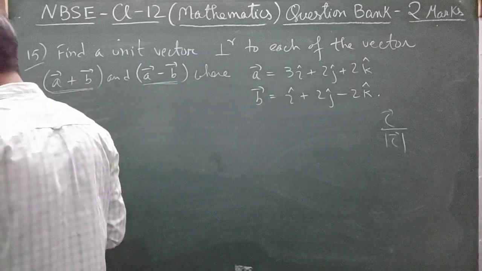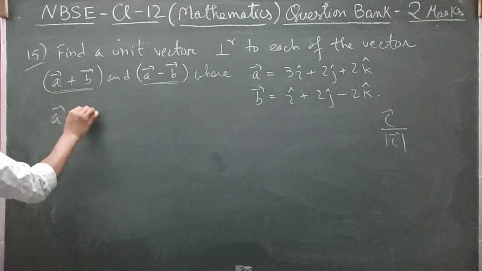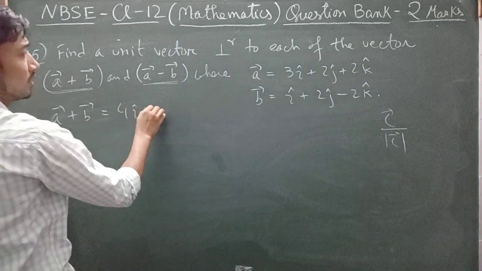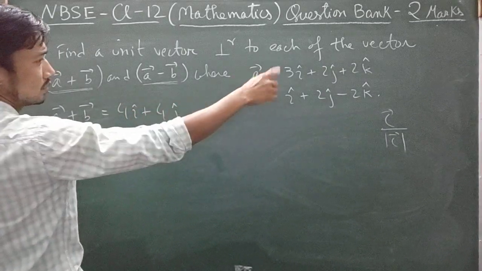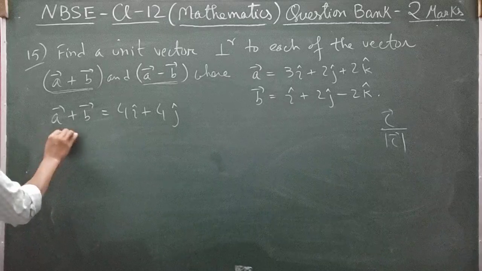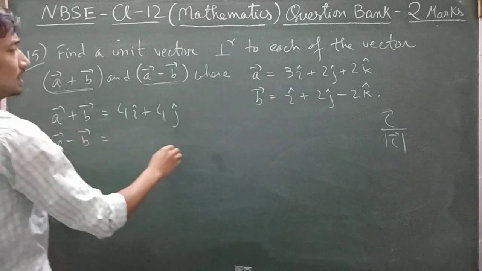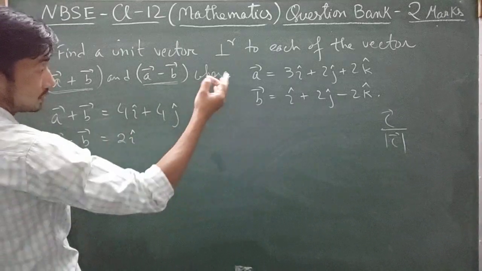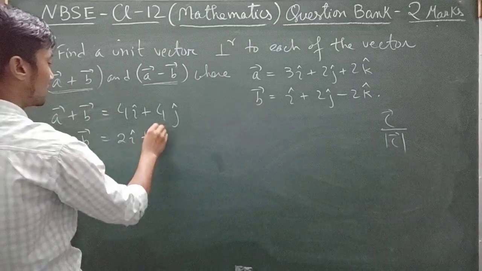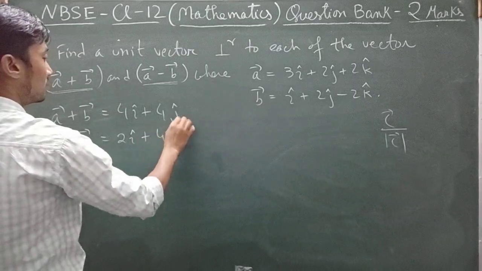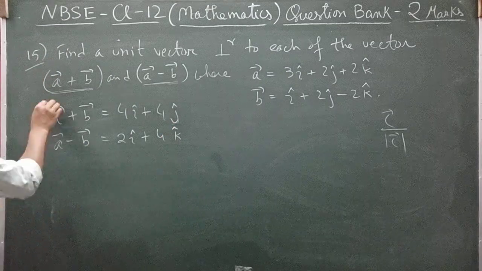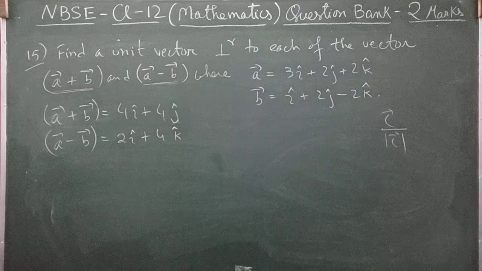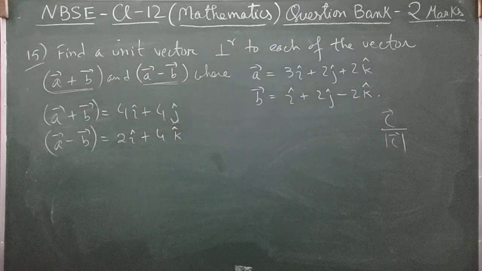So let's first find out a plus b vector. If we just add the two vectors, that's going to be 4i plus 4j, 2 minus 2 done. And a minus b would be 3 minus 1, 2i, 2 minus 2 that is done, 2 minus minus plus, so that's going to be 4. Okay, so a plus b vector will be 4i plus 4j, a minus b vector would be 2i plus 4k.